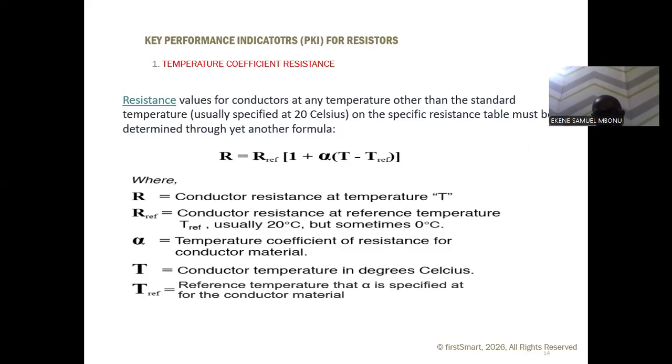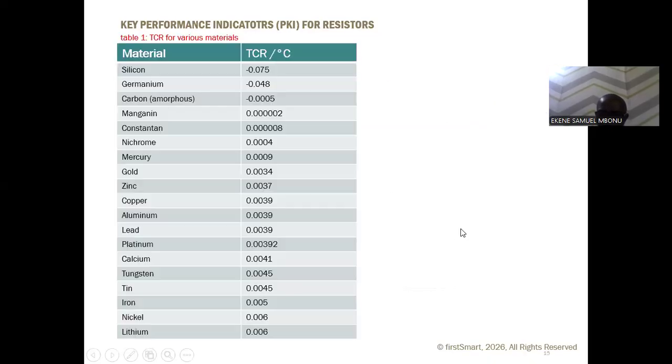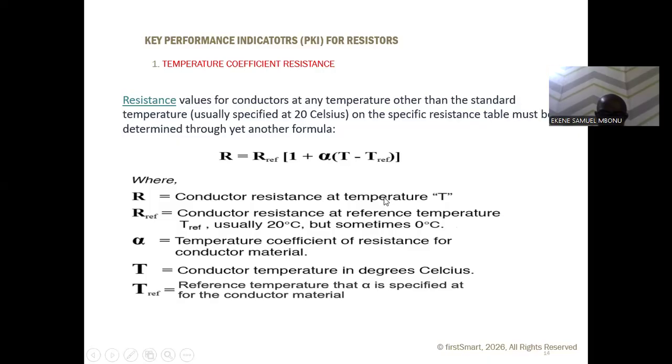Resistance value for conductors at any temperature other than the standard temperature, usually specified at 20 degrees centigrade on the specific resistance table, must be determined through this formula. That formula is a direct result of the other formula. R is equal to R_ref into bracket 1 plus alpha into T minus T_ref. I think this is a very basic formula that is not difficult to grab.